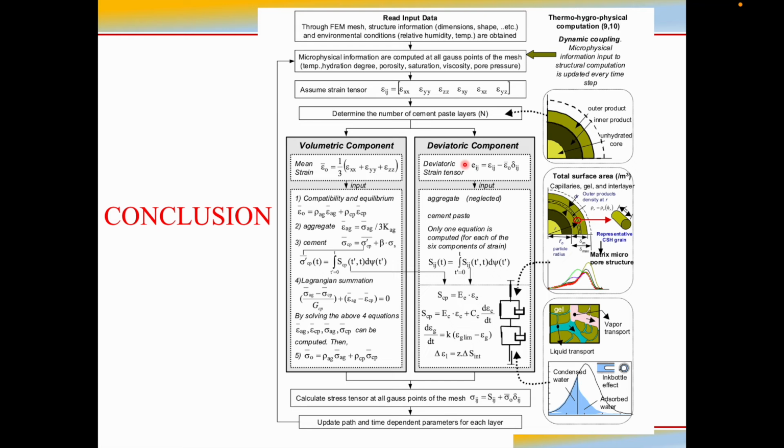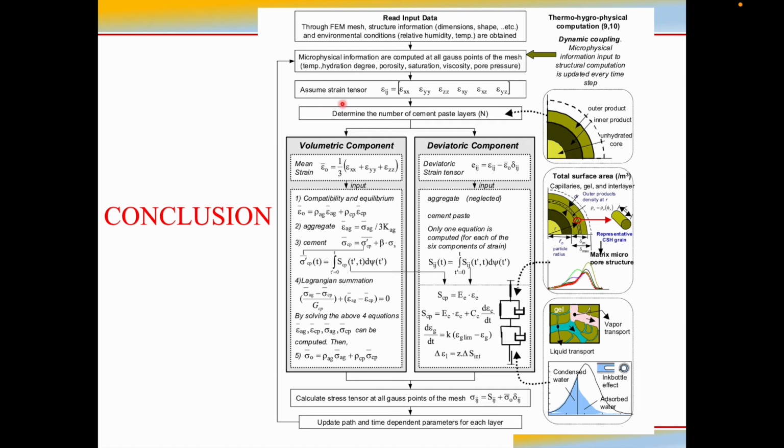And from now I'm going to try to talk in a simple way so that you can understand what I have taught today. So by using the FEM, structure information such as dimensions and shape, etc., and environmental conditions such as relative humidity and temperature can be obtained. And for microphysical information, which is computed at all Gauss points of the mesh, we have temperature, hydration degree, porosity, saturation, viscosity, and pore pressure.